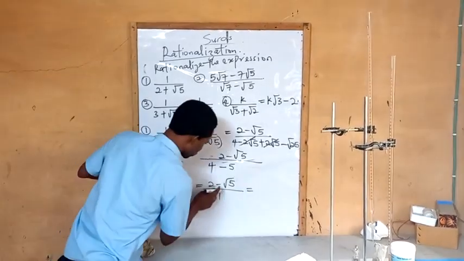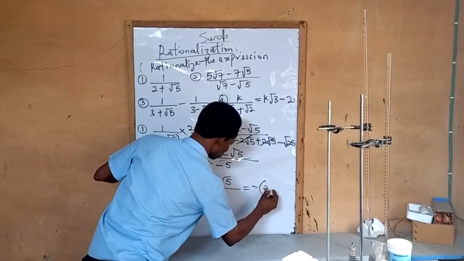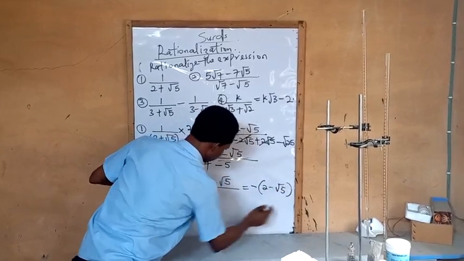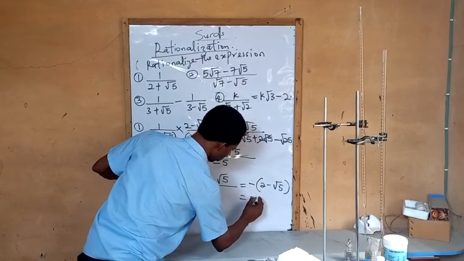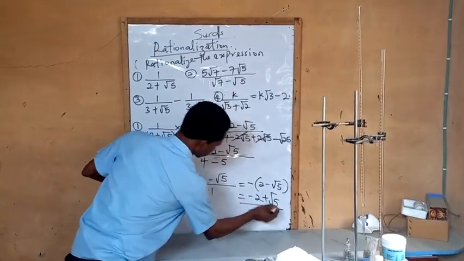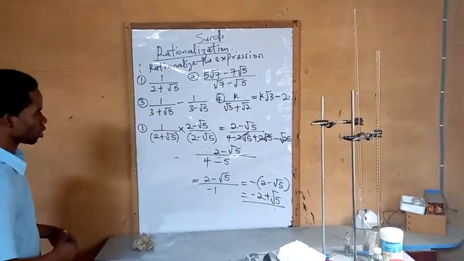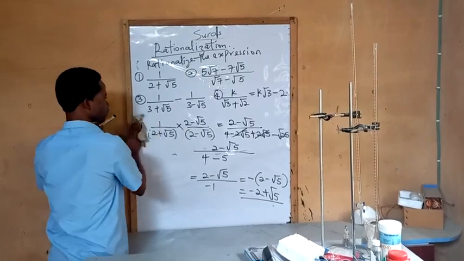So the minus belongs to that: minus, open bracket, 2 minus root 5. It's the same thing as minus 2, minus and minus, plus root 5. So that is the answer for the first one. Now let's take the second one.